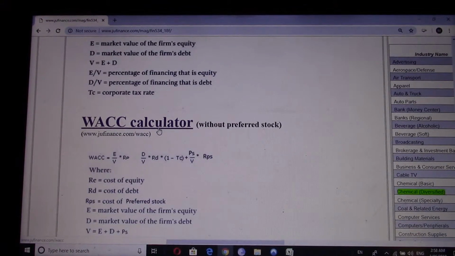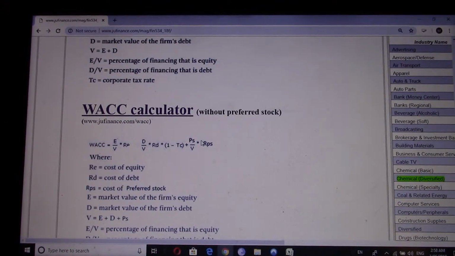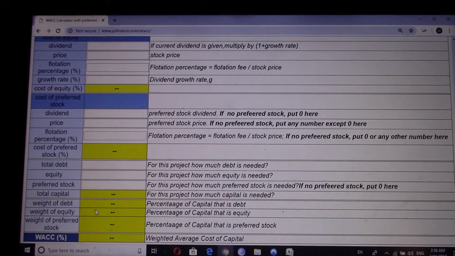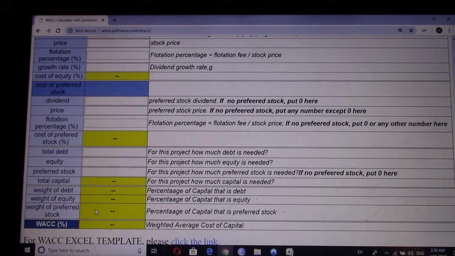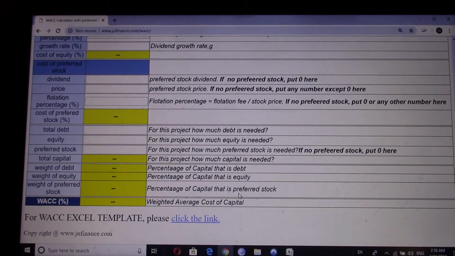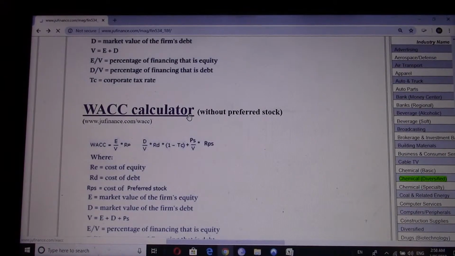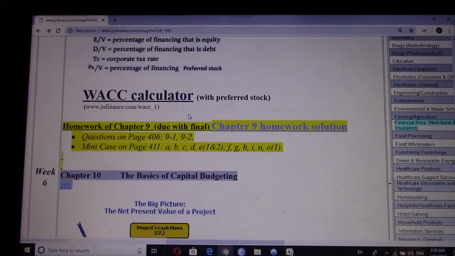And there is a calculator if there's no preferred stock. Here it is. You can put the price of the bond information and stock information here. It has some instructions over here, so you can calculate it, or you can use a template in Excel. And if there's preferred stock, there's another calculator to do that.